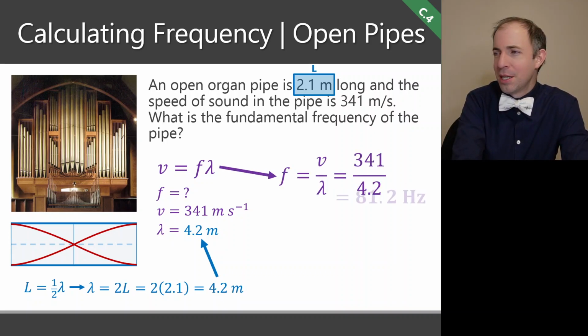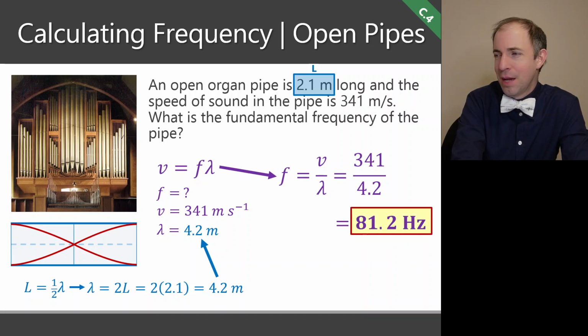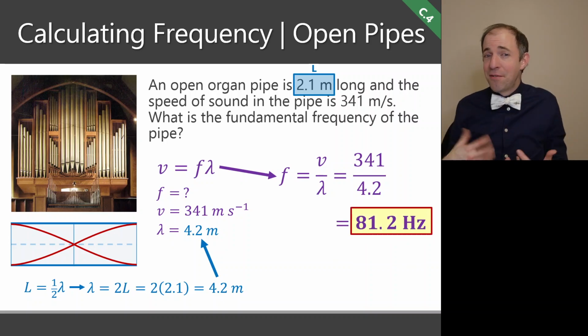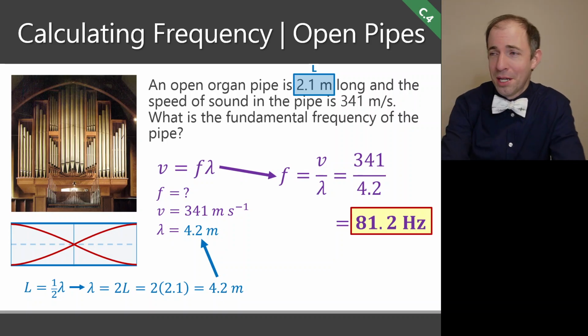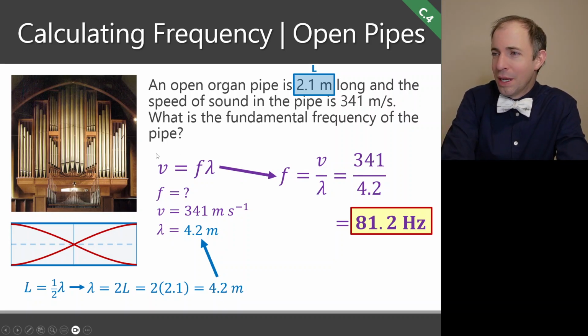341 divided by 4.2 is 81.2 hertz. That's a very low note, but it makes sense. It's being played by a very large organ pipe. So again, we took this wave speed equation, figured out what we know.